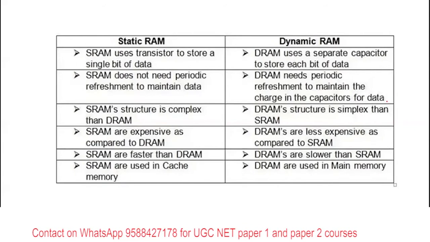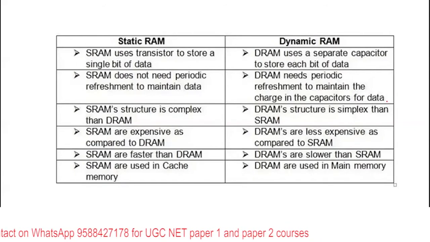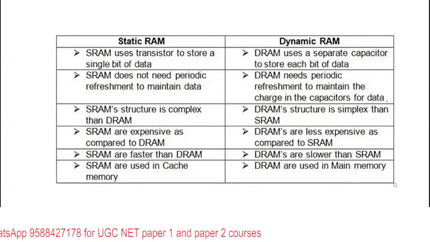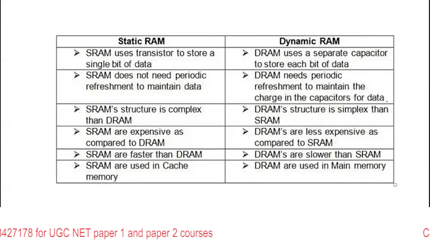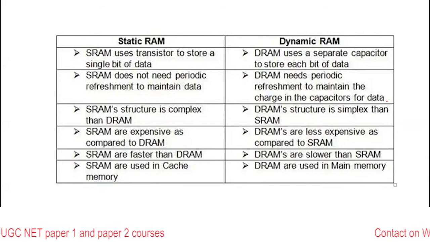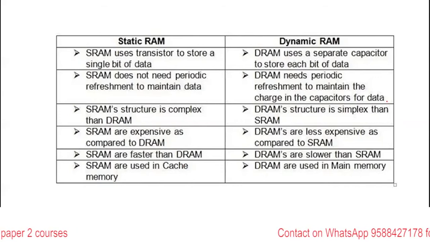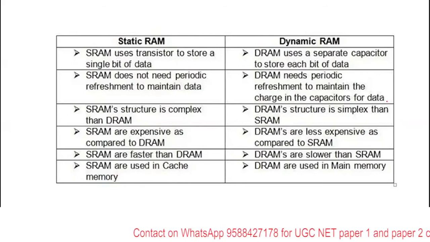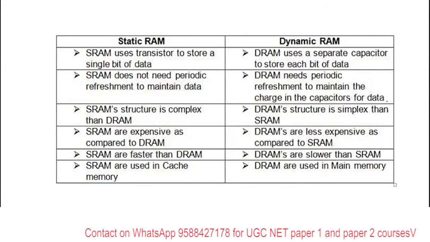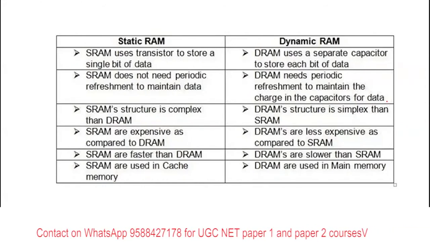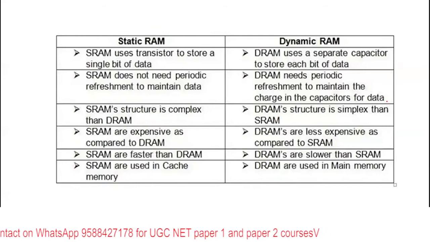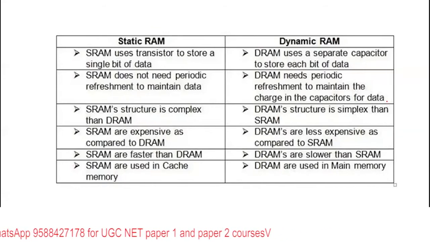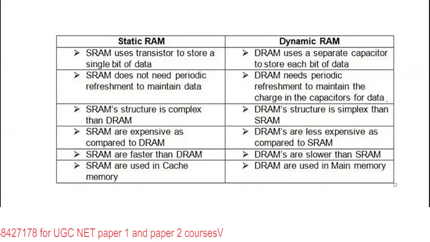Now, SRAM uses transistors to store a single bit of data, whereas dynamic RAM uses a separate capacitor to store the data. SRAM does not need periodic refreshing to maintain the data, whereas dynamic RAM needs periodic refreshing to maintain the charge in the capacitor. SRAM structure is complex, whereas DRAM structure is simple as compared to SRAM. If one is complex, the other is bound to be simple. Static RAM is expensive, whereas dynamic RAM is less expensive when compared to each other.